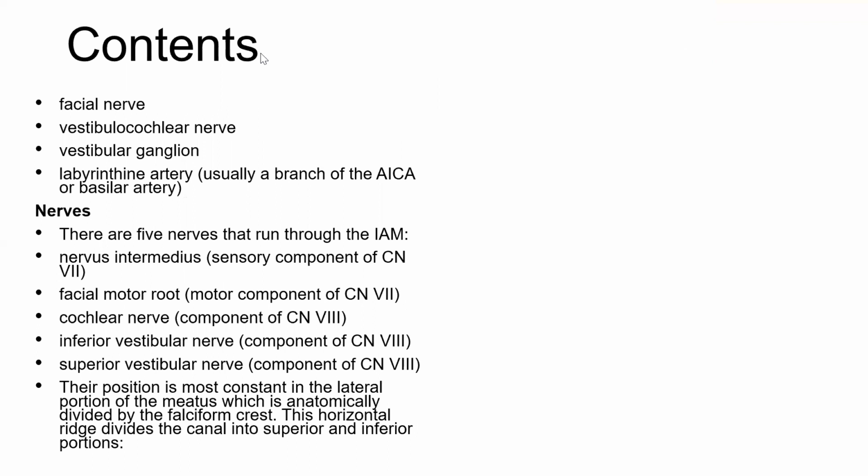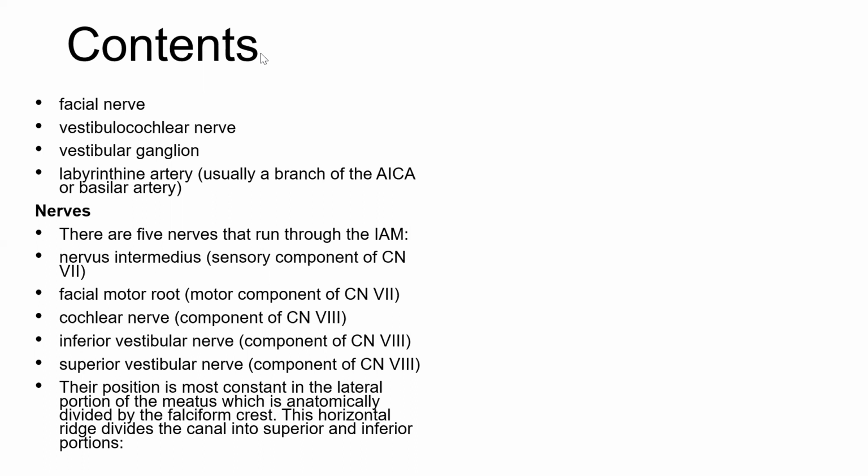There are 5 nerves that run through the internal auditory meatus. The nervus intermedius, which is the sensory component of cranial nerve 7, the facial nerve. The facial motor root, the motor component of the facial nerve. The cochlear nerve, which is a component of the vestibulocochlear nerve. The inferior vestibular nerve, again a component of the vestibulocochlear nerve. The superior vestibular nerve, a component of the vestibulocochlear nerve. Their position is most constant in the lateral portion of the meatus, which is anatomically divided by the falciform crest. This horizontally divides the canal into superior and inferior portions.